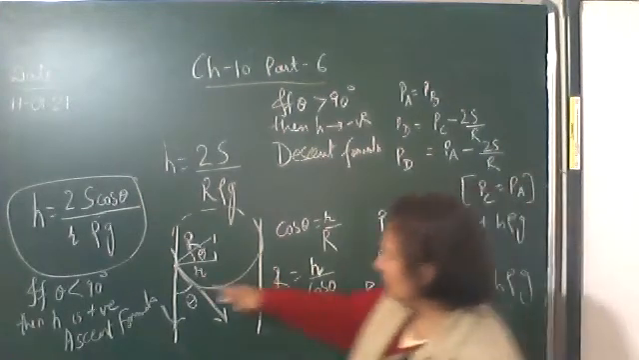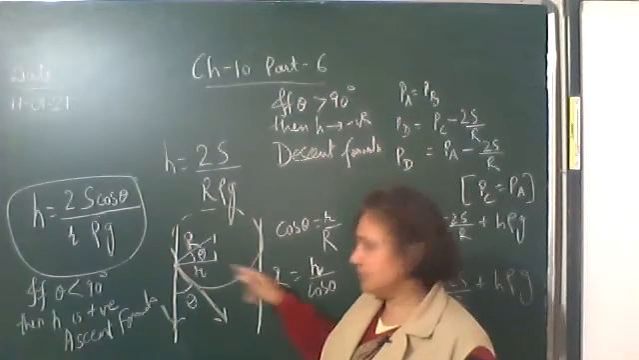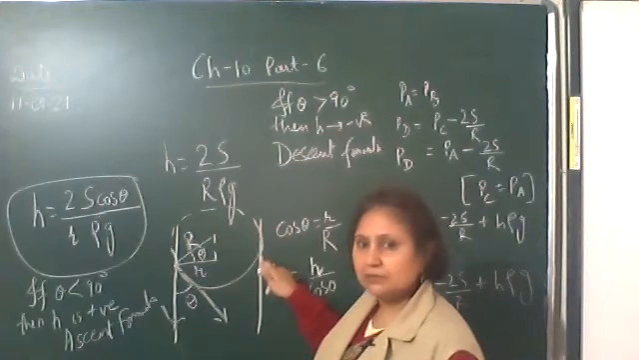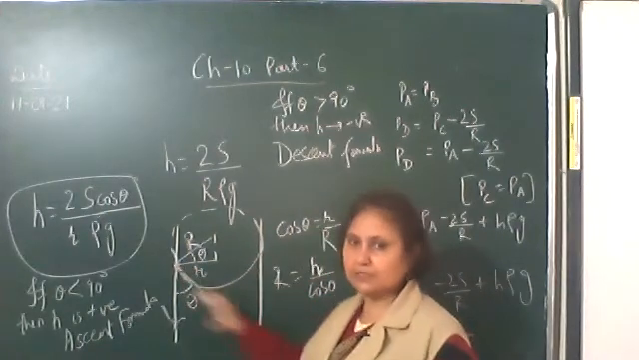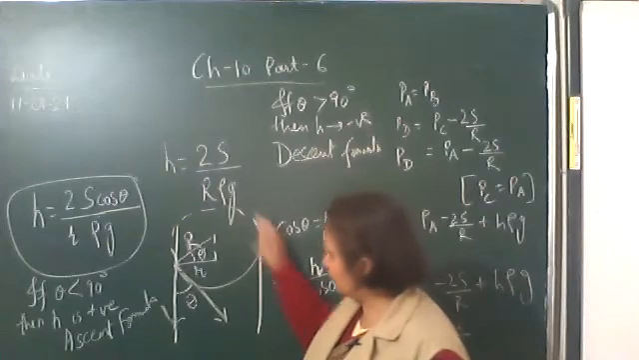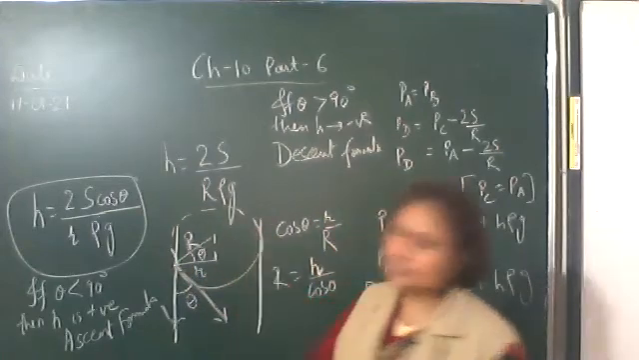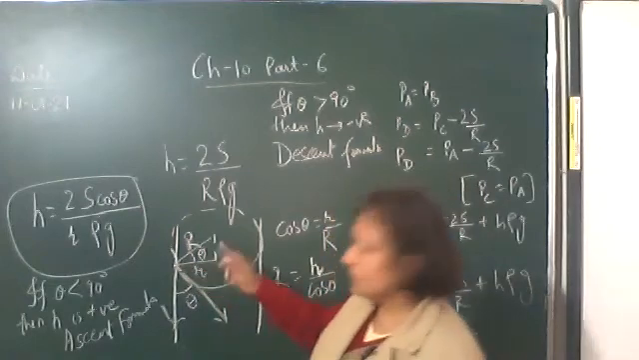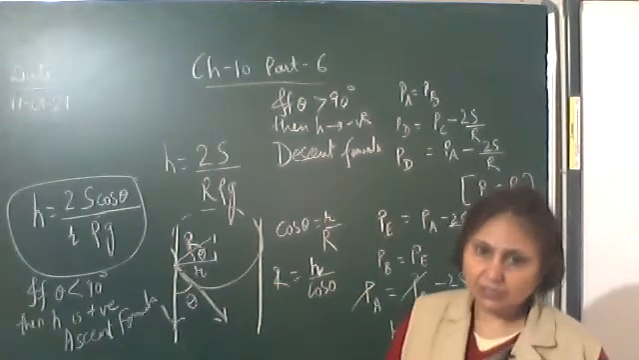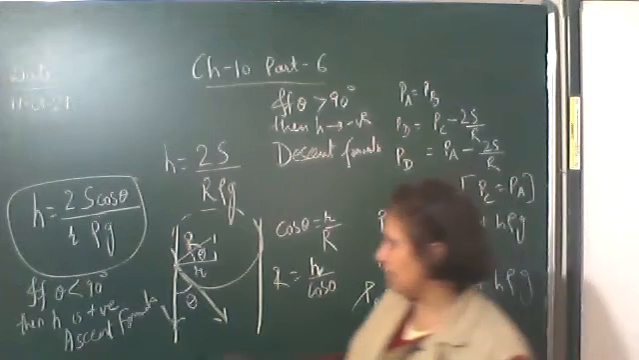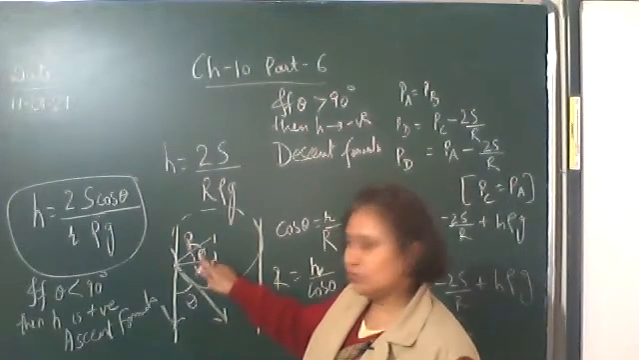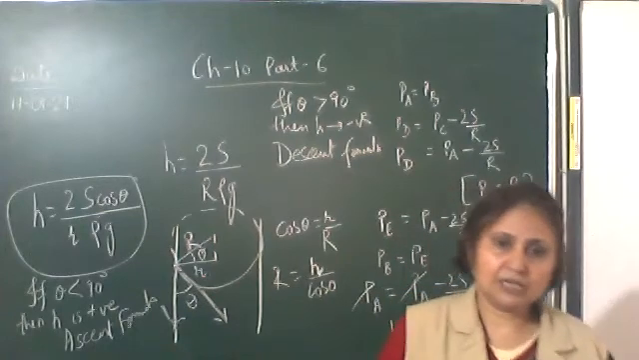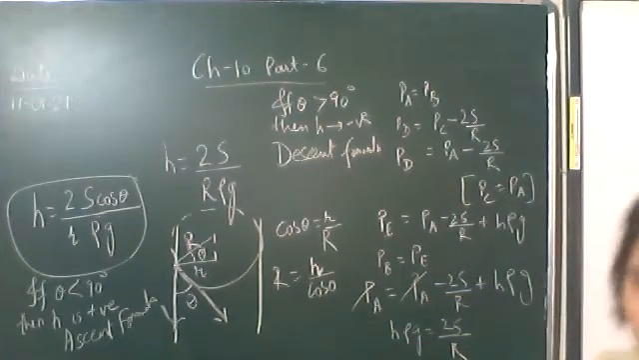Capital R is the radius of curvature. If you complete this sphere, the meniscus is a part of a sphere, and the radius of that sphere is capital R. It has to be converted in terms of the radius of the capillary tube. This is theta, so this is also theta. Using the trigonometric ratio, you can find the relation between small r and capital R.